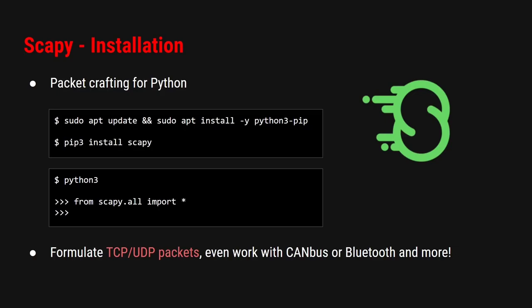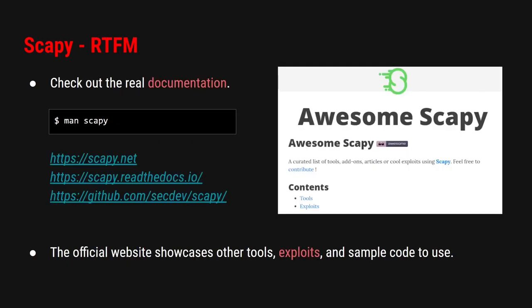Now, this is crazy cool because we can work with TCP packets, UDP packets, any other network stuff, maybe CAN bus protocols or Bluetooth. There's so much more, and we could dive into some of the documentation for Scapy. I always want to point people to the real documentation because that's where the real stuff is, right? I'm not going to be the expert, sorry.